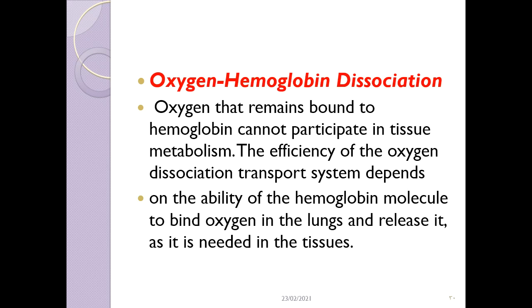Oxygen that remains bound to the hemoglobin cannot participate in tissue metabolism. Why? Because this oxygen is bound to the hemoglobin. It cannot help the cells in oxygenation. So, the efficiency of the oxygen transport system depends on the ability of the hemoglobin molecule to bind to oxygen. As the ability of the hemoglobin molecule to bind to oxygen increases, it will be more effective.